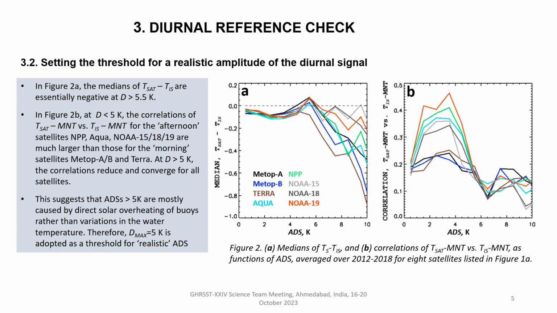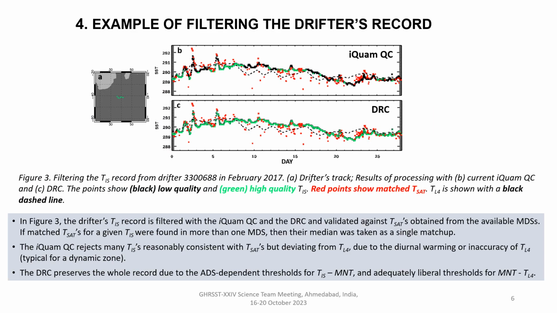This suggests that the ADS larger than 5 Kelvin are likely caused by extraneous factors rather than variations in the water temperature. This slide compares the results of filtering the same drifter's SST record with the current iQuam QC and the DRC and compares both with satellite data.